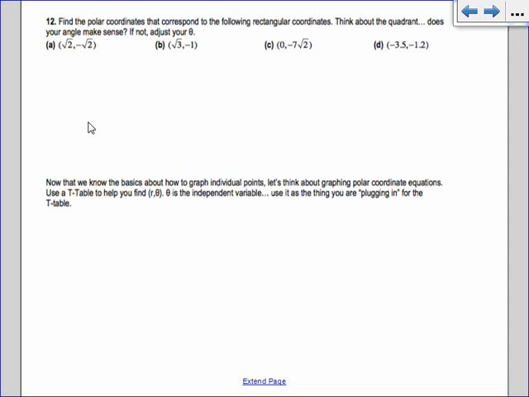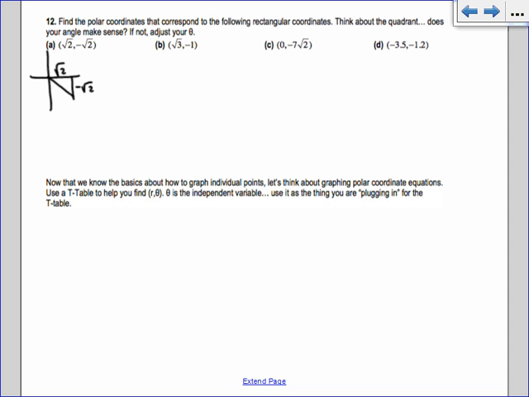All right, so the next part says find the polar coordinates that correspond to the following rectangular coordinates. I always want you to think about the quadrant. Does your angle make sense? If not, you have to change your theta around. We've done this before with vectors. So if I have 2, negative root 2, that means I'm going to go out 2 and I'm going to go down root 2.